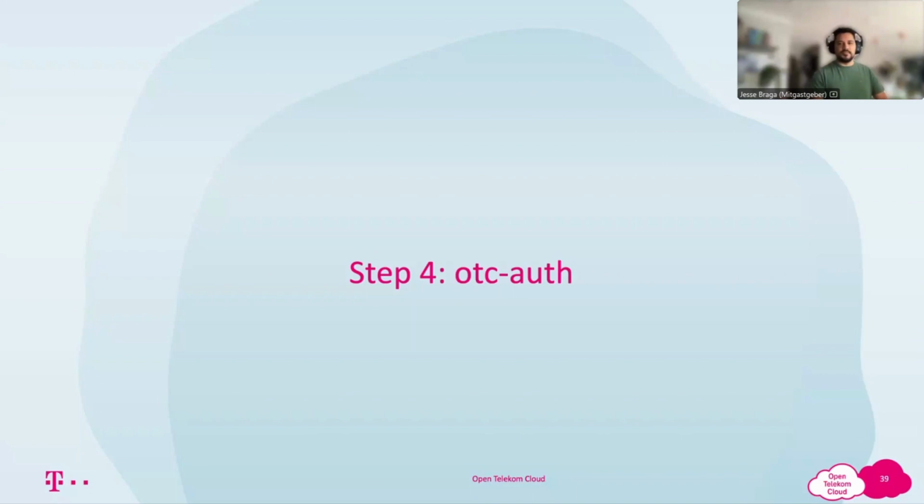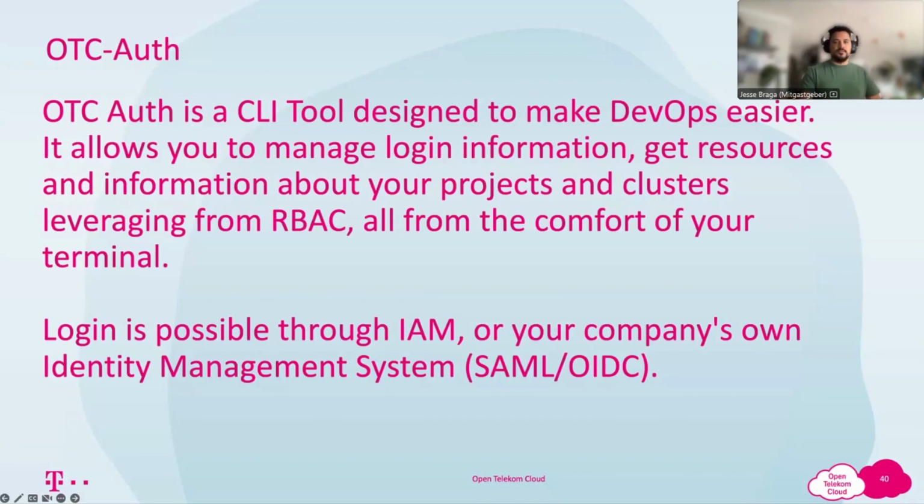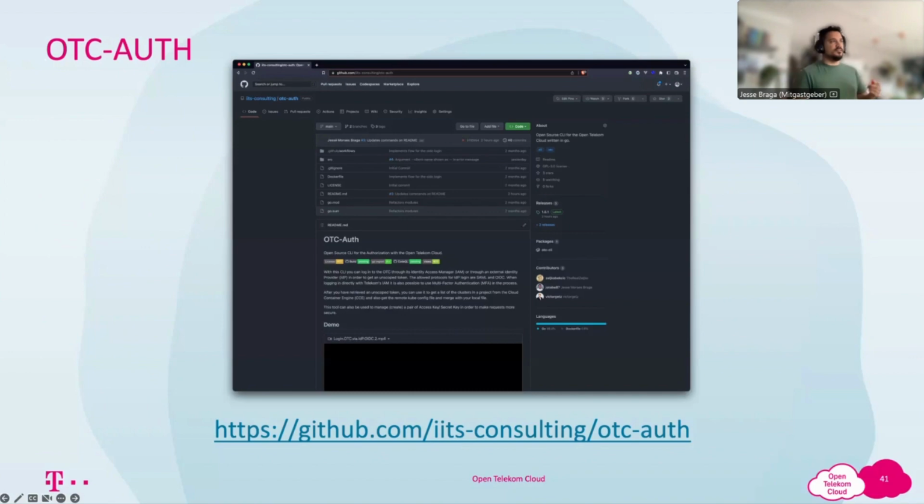Let's talk about OTC-Auth. OTC-Auth is the command line tool that we designed to make our DevOps engineers' lives easier. With it, you can manage logins, unscoped tokens, scoped tokens for different tasks, and get the resources that you need. All of that leverages the role-based access control that Victor and Tino already presented before. We support all of the logins: IAM directly, with the ODC, or using SAML or OIDC. The best thing about it is that it's open source, so you can download it over GitHub.